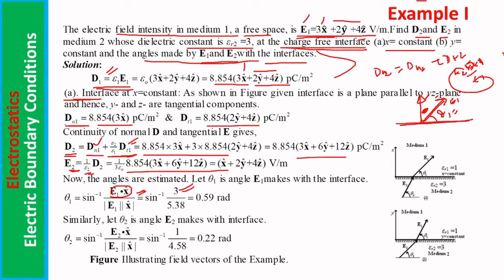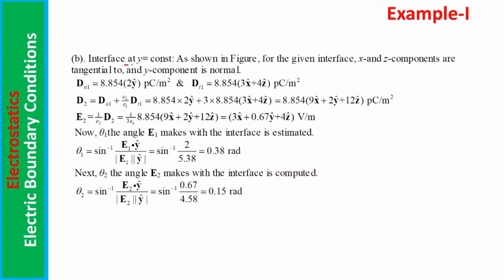E1 magnitude is the square root of 3 square plus 2 square plus 4 square, which gives you 5.38. X cap magnitude is 1, it is a unit vector. So sine inverse gives 0.59 radian. Similarly, theta 2 also can be computed. Same process.